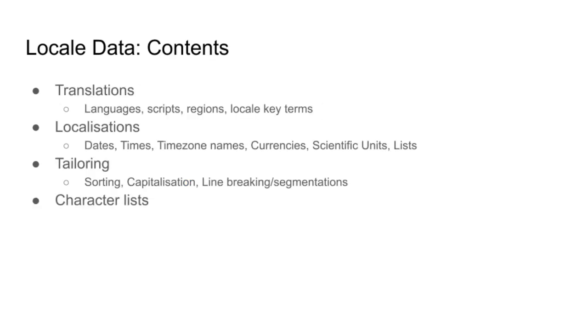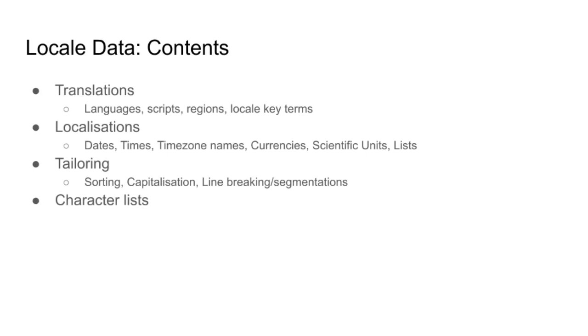So what kinds of information is in there? There are translations of language names, script names, region names, locale key terms. There are localizations of dates, times, time zone names, currencies, scientific units, lists, all this kind of stuff. There's the tailoring of the sorting, of capitalization, even of line breaking and segmentation, which isn't used a lot, but boy, when you need it, you need it. It's quite useful for people who are using punctuation as grammatical tone in parts of Africa and stuff like that. We need to be helping this. This is a new area we need to go into. And there are character lists.